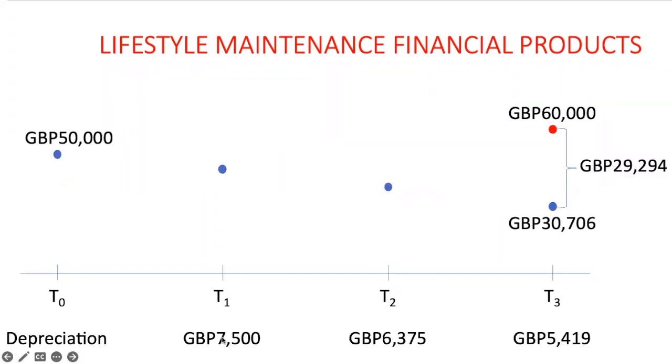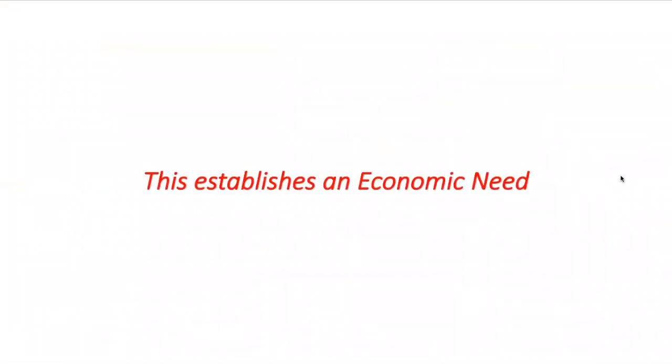So in this case, the yearly depreciation is 7,500 in the first year, 6,375 in the second year, and so on. And as I said, 29,294, this is the amount which someone would be looking for. And if a financial product can be developed which fills this gap, that would be considered a good help. And that actually establishes an economic need as well.